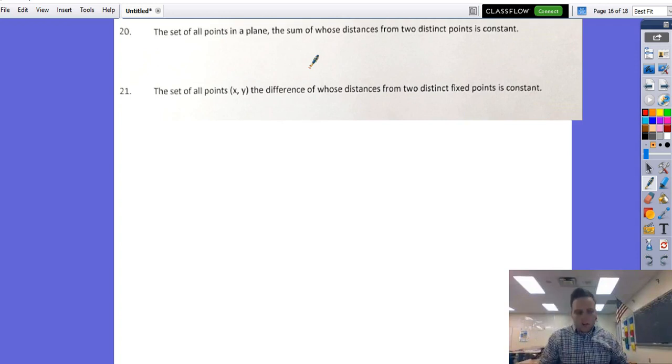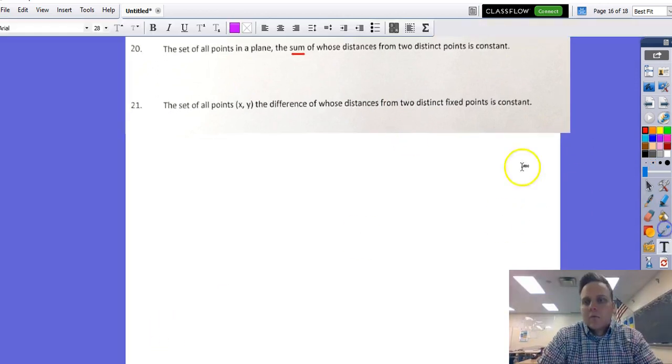You've just got to memorize these answers, okay? The set of all points in a plane, the sum of whose distances from two distinct points is constant, okay? So it says the sum of whose distance from two distinct points is constant. That is an ellipse. That is an ellipse.